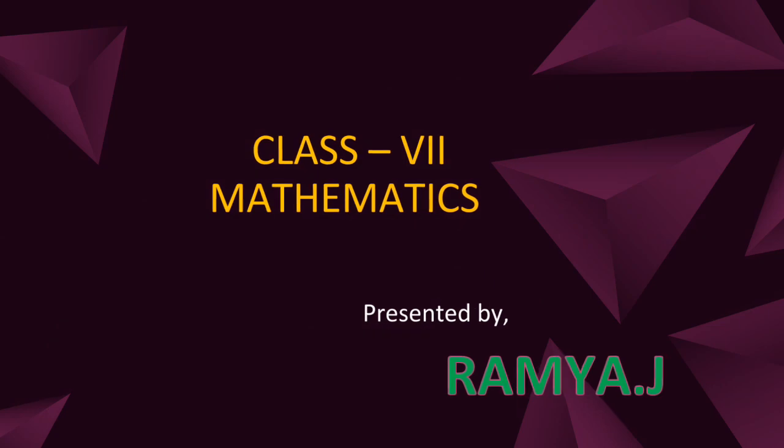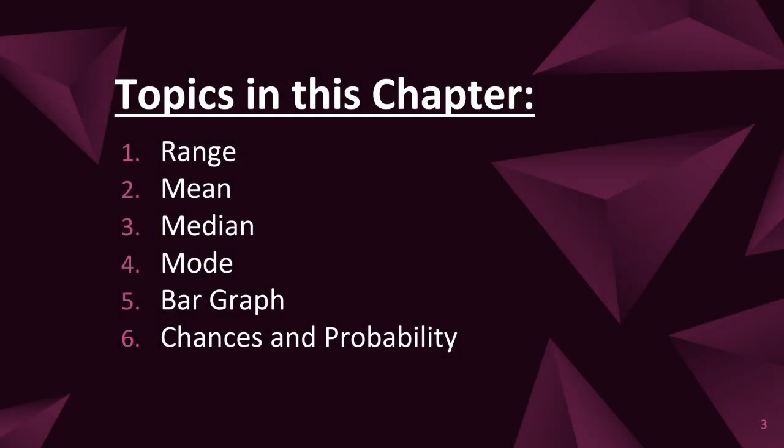I hope you all remember the topics which we have discussed in the previous classes. Before entering into today's class, first let us recall the previous topics. First one is range. For finding range, you have to subtract the lowest value from the highest value. Next, mean. It is the average value of data. For finding it, you have to add all the given values and divide by the number of values.